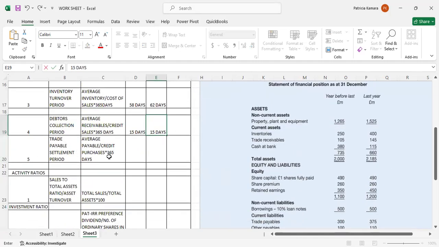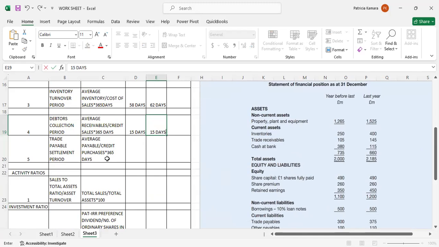I will leave the trade payables with you. The same thing applies: there are times when you'll be given credit purchases. How much of your purchases has been on credit? It means that you have bought goods on credit.